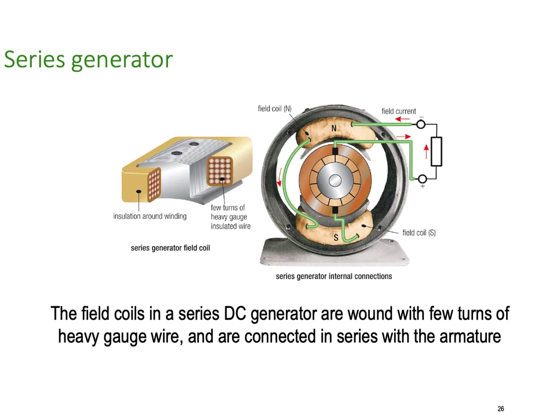So here is a series generator. So let's look at the connections here. Here are the terminals. This is our load. And we've got current down through the field, then through the armature windings, back out and into the load. So the load, the armature, and the field are all in series with each other, hence we call it a series generator.